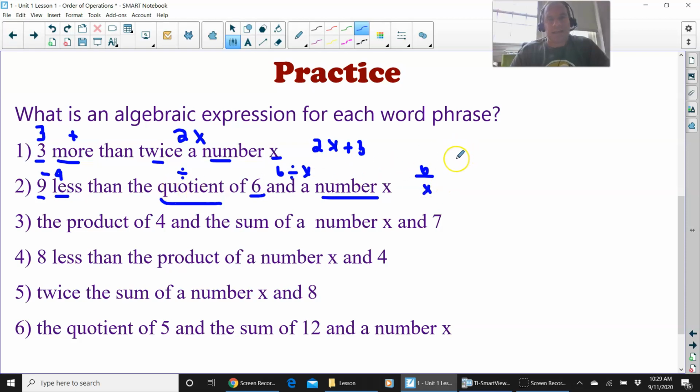9 less than that is this, minus 9. All right, go ahead, try number 3 on your own. Press pause now.